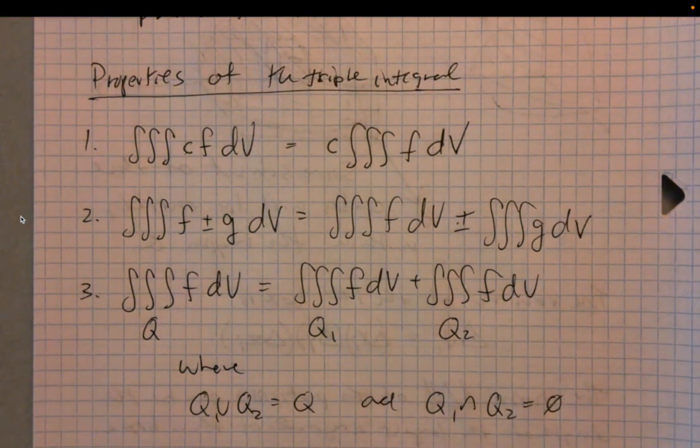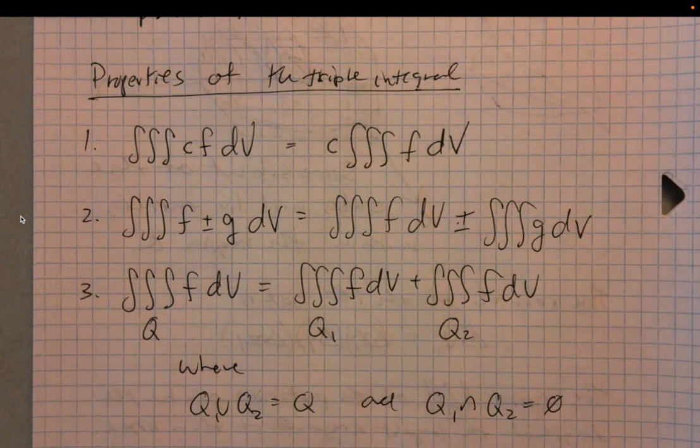Okay, so Q1 and Q2 you can think of as a partition of Q. You can break Q into 2 pieces, and this could be extended to 3 or 4 or however many pieces actually. So okay, those are properties we saw of the double integral. They hold as well for the triple integral. Okay, and that's kind of the starting point, right?